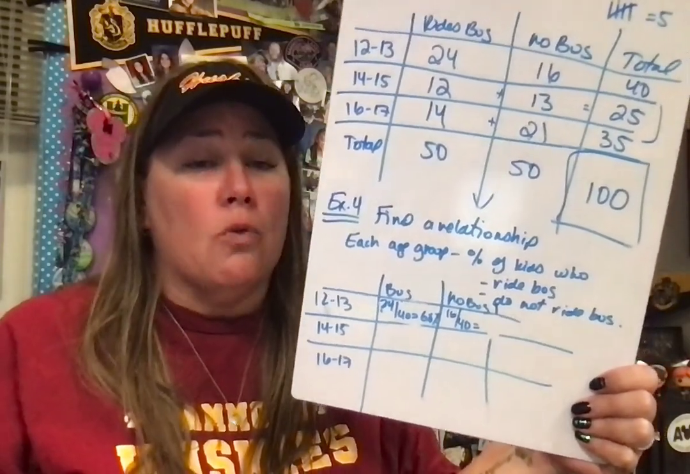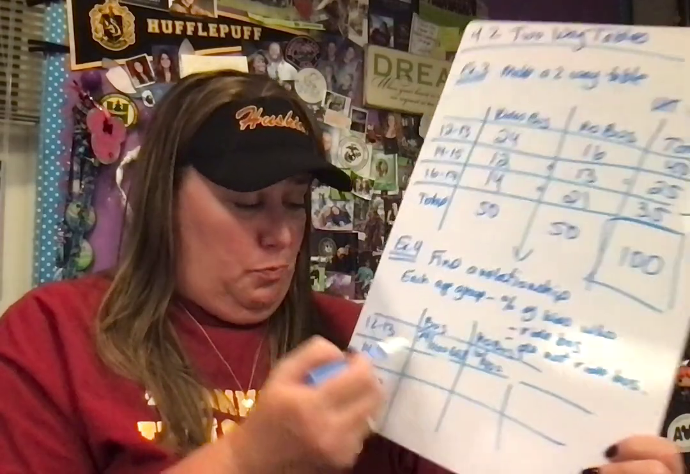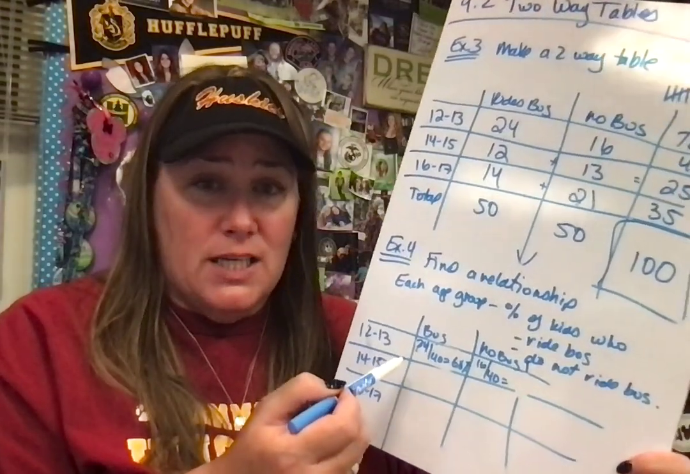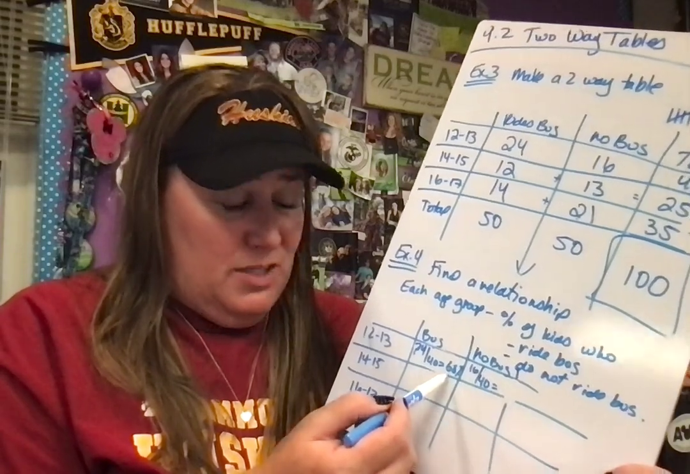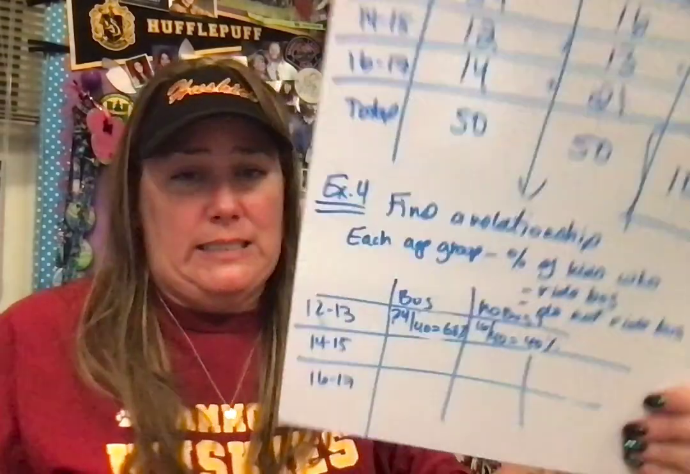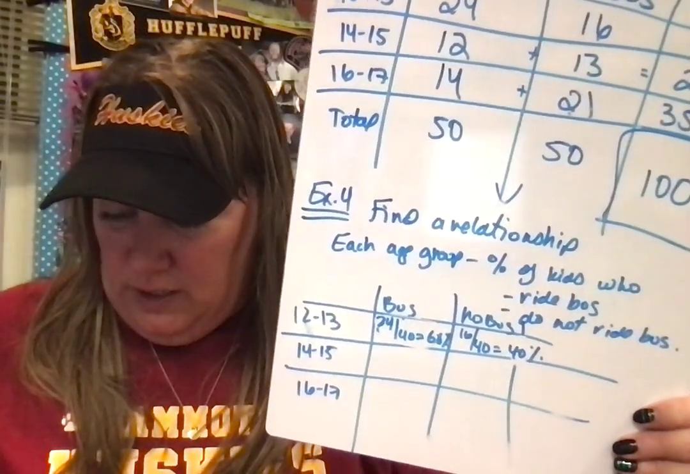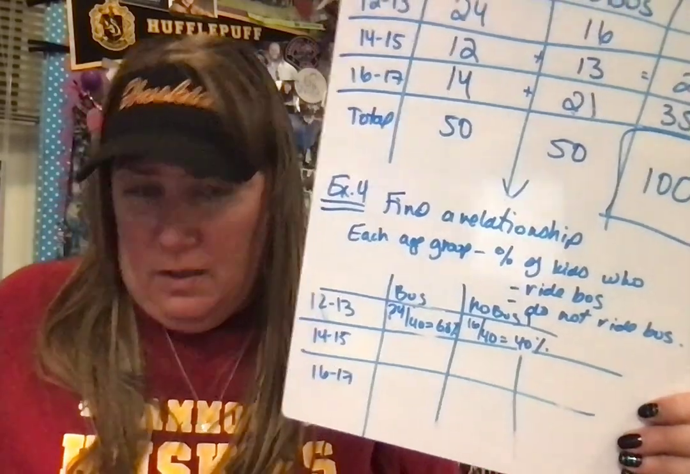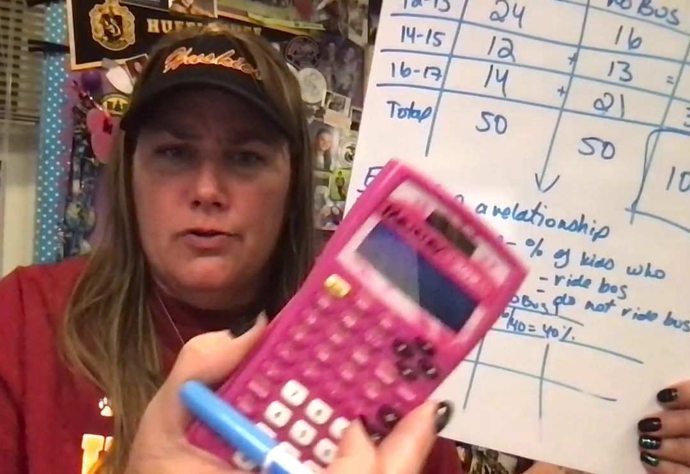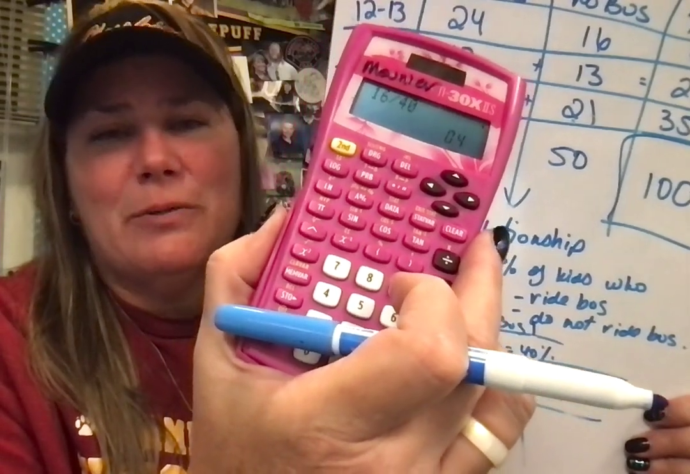Hopefully you said no, because there's 60% here, and if I want 100% of the kids who are 12 to 13, well, what's 100% minus 60%? That's going to be 40%. If you don't believe me, then go 16 divided by 40. There it is, 40%. Okay.